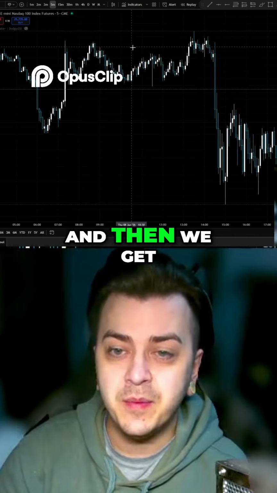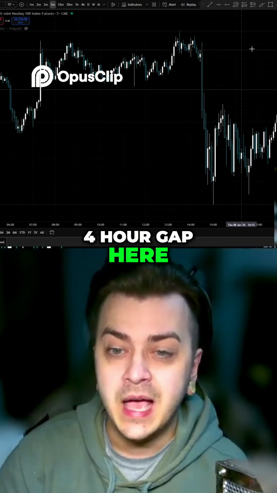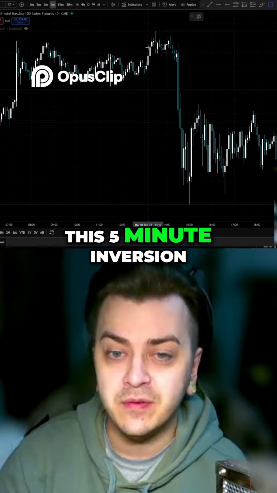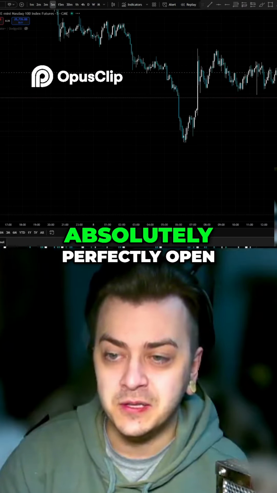And then you could have seen here, if we take a look at the open, we've got this accumulation, and then we get this manipulation above, and we're rejecting out of this 1-hour and 4-hour gap here. And we have got this 5-minute inversion to the downside. That ended up working absolutely perfectly at open.